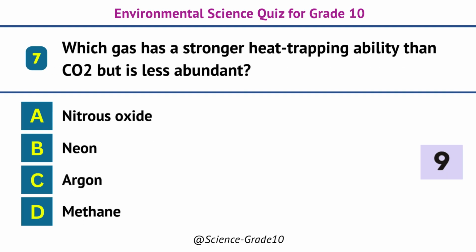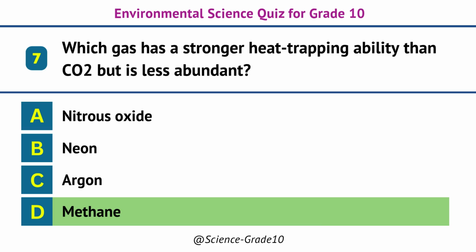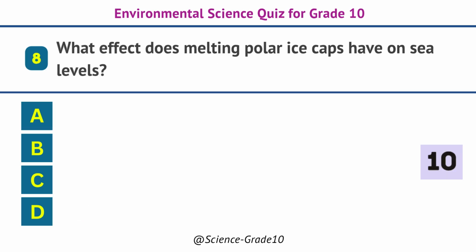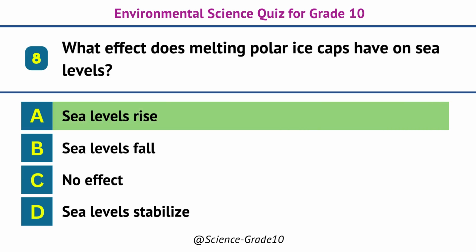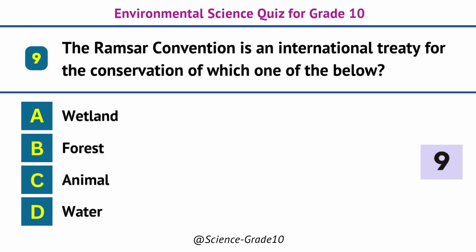Which gas has a stronger heat trapping ability than CO2 but is less abundant? Methane. What effect does melting polar ice caps have on sea levels? Sea levels rise. The Ramsar Convention is an international treaty for the conservation of which one of the below? Wetland.